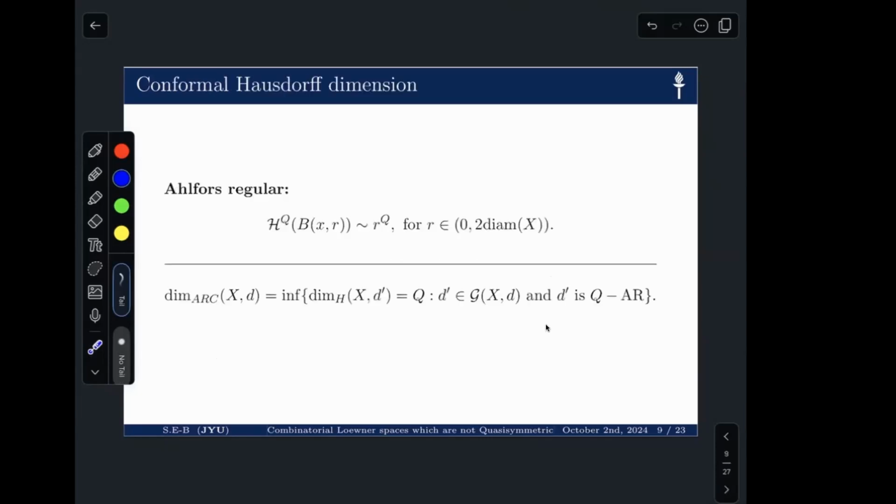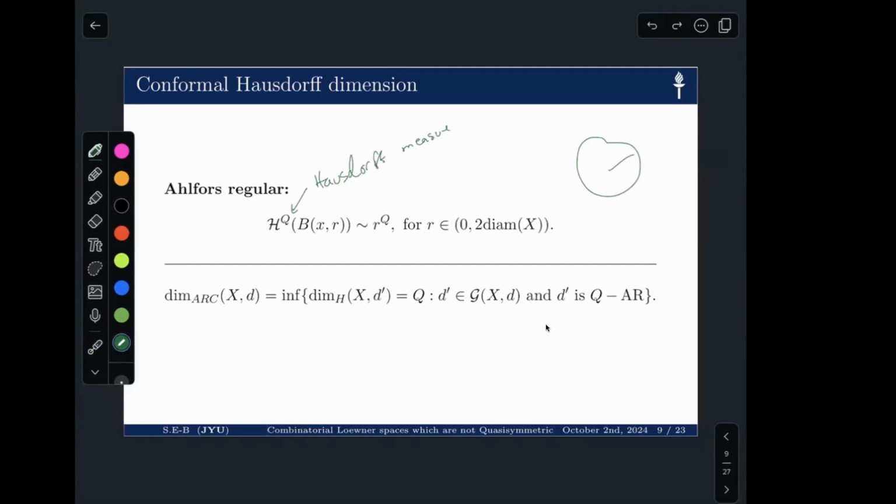Okay, so let's define these more rigorously. The conformal Hausdorff dimension, as I mentioned, is a certain optimization problem where we're looking for all Ahlfors regular metrics. These are metrics where the Hausdorff dimension of the space behaves scale invariantly like a Q-dimensional space. So the Hausdorff Q-measure of the ball is proportional to the radius to the power Q. I'm usually working on compact spaces, so hence the diameter bound here.